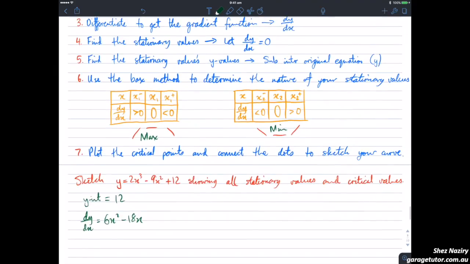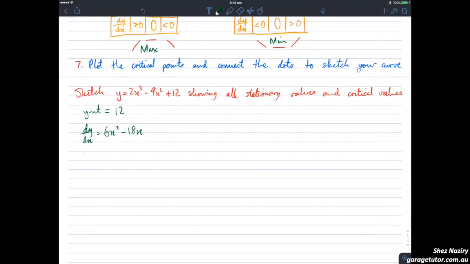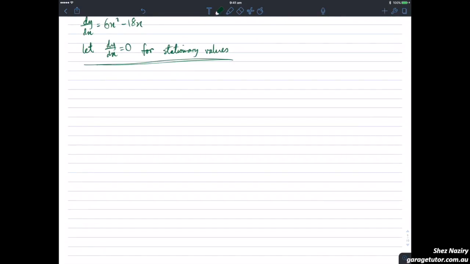That's 6x squared, take away 18x. Now, the fourth step, find the stationary values. So we let dy/dx equal 0. Now, do you remember what I said here? What must you write? You must absolutely write this. Who didn't write it? You lost the mark, just so you know. Let dy/dx equal 0 for stationary values. It's a strange rule, but you must absolutely write this sentence.